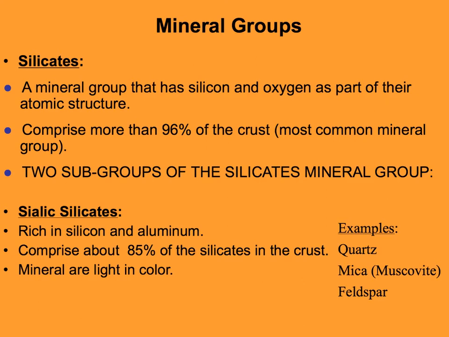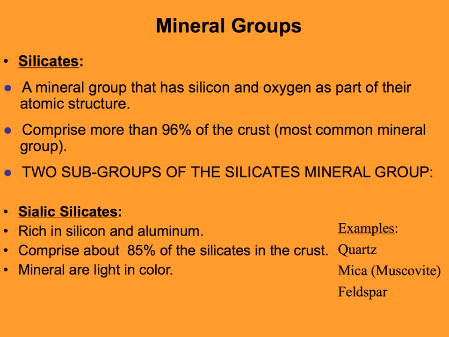So it's important to remember that every single mineral fits into a mineral group. The first mineral group is the group called silicates. And remember, the structure that's used for the silicates is the silicon oxygen tetrahedron. So for every one silicon, there's four oxygens put together in a tetrahedron type shape.